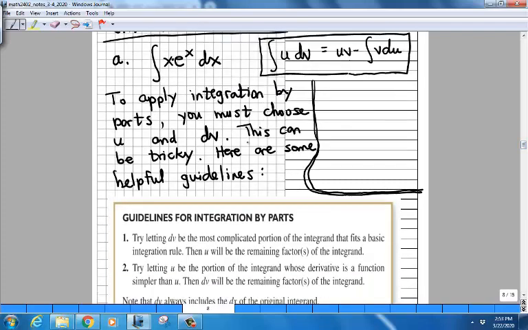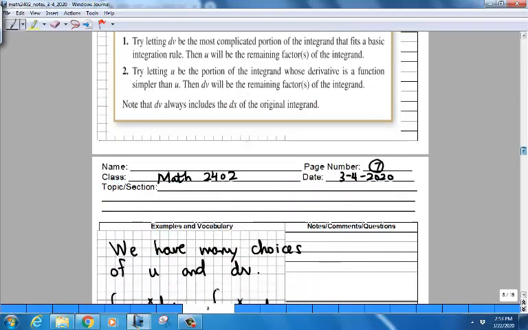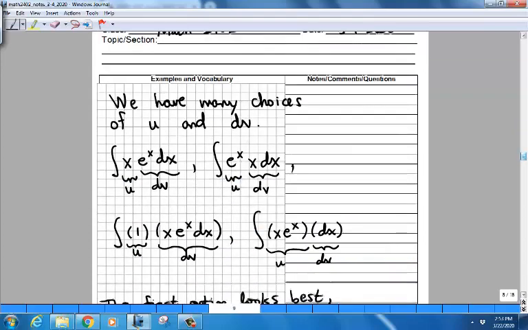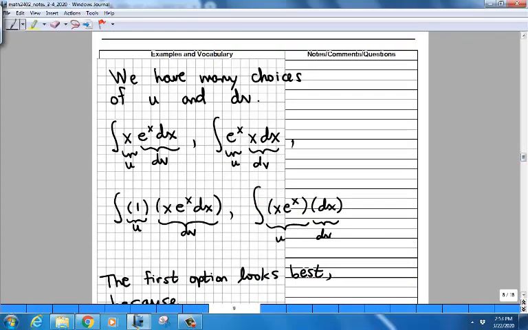All right, so remember we had x times e to the x dx, right? That's what we were trying to integrate. So we actually have lots of choices here of u and dv, depending on how we want to break this up. So I guess the first thing you could think of is to let u be the x part here, and then let dv be e to the x dx. By the way, when you choose dv, it's always going to include the dx. dv always includes the dx.